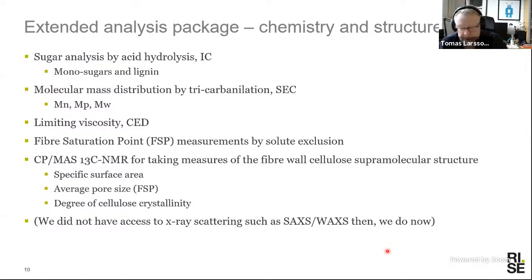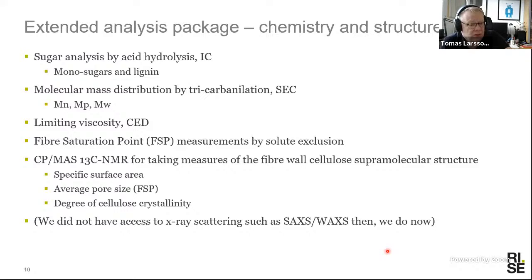So what did we do then that is beyond what's normally done? Well, for the pulps, or for trying to find processing conditions for adapted pulp, we took what we call an extended analysis package for chemistry and structure, and it consists mainly of 4 things. First of all, it's sugar analysis by acid hydrolysis, where you look at the chemical composition in terms of monosugars and lignin. You look at molecular mass distribution. Traditionally you look at viscosity of pulp, but we decided to go for molecular mass distribution as a more detailed or better description.